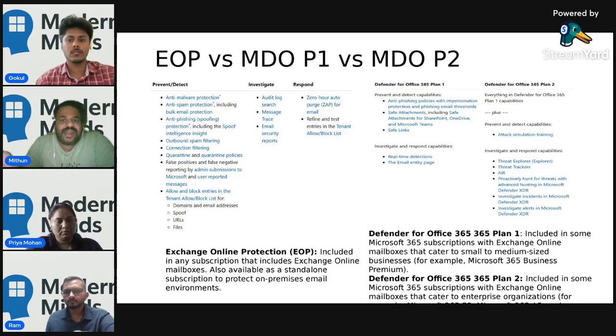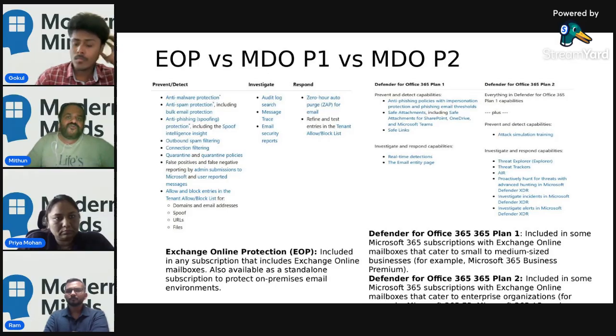And the second thing is the tenant allow/block list, right? You can respond by creating a manual allow or manual block, or while doing a submission, you can create an allow for a false positive, and you can create a block for a false negative. So all this can be done. So these are the entire set that is available as a part of EOP.